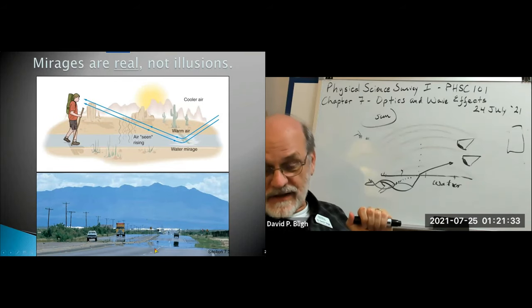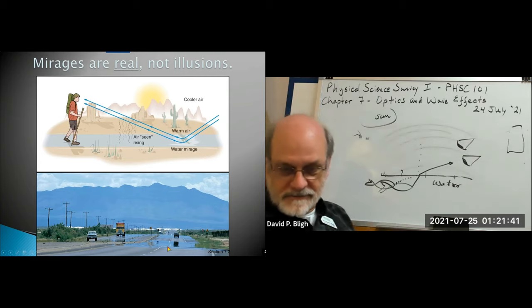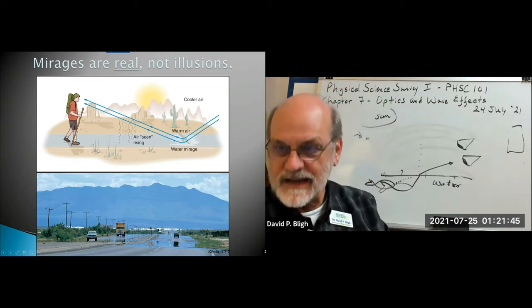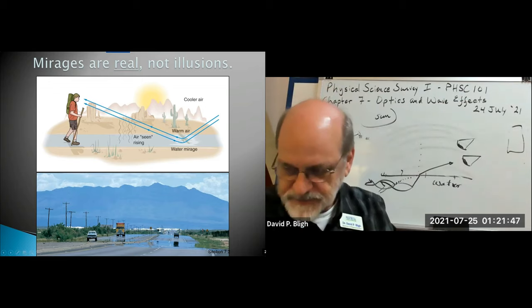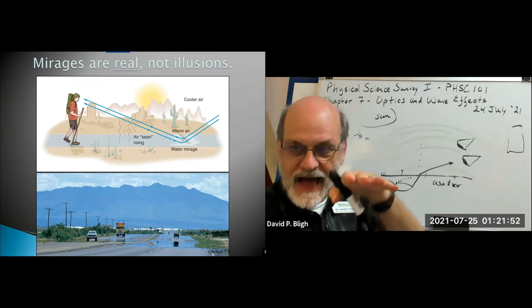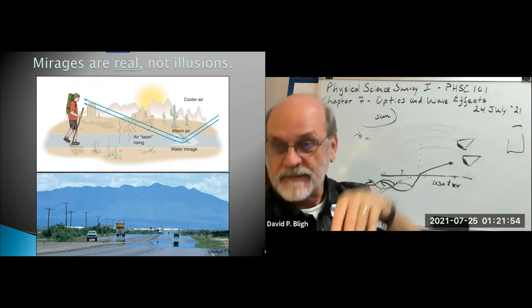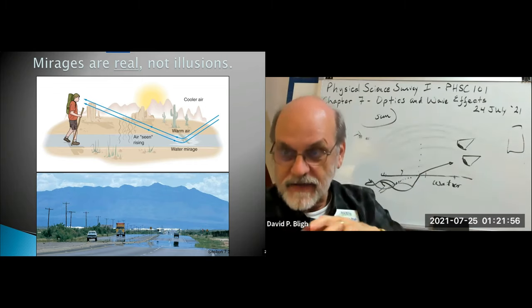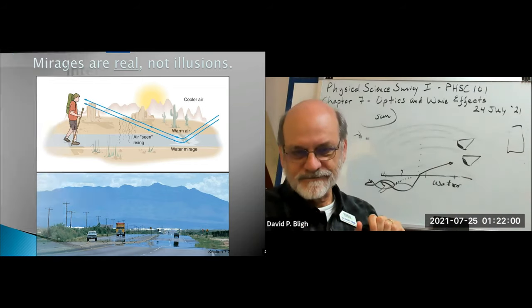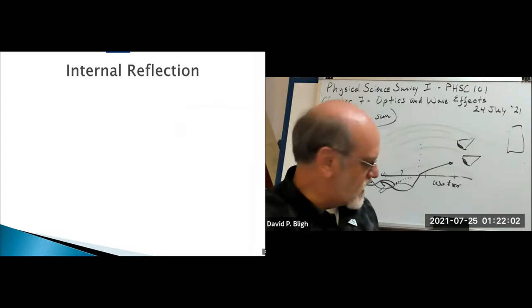All right, so here's actually an image. What you're seeing here is a reflection of the sky up there. Looks like water, doesn't it? Well, if you get thirsty enough in a desert environment, you might think it's water and run toward it. And as you get closer, the angle of viewing changes and the water disappears.